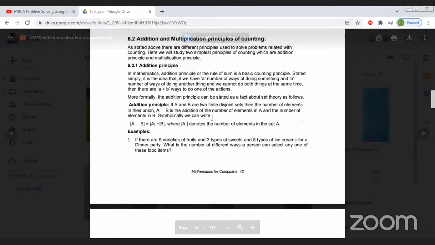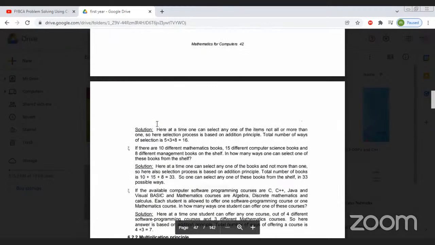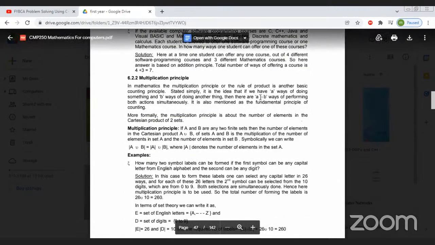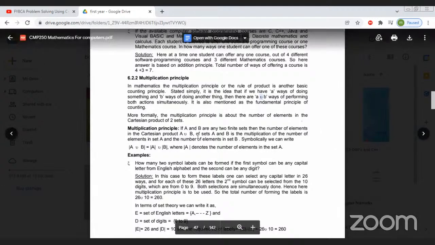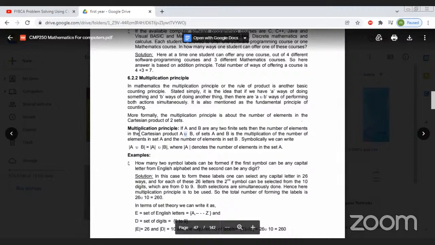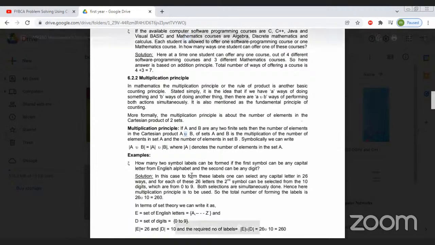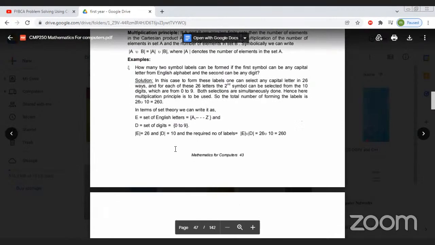Now, when union comes, at that time you use 'or', that is the plus sign. And here they have used multiplication: if there are two finite sets, the number of elements in the Cartesian product. Now see the difference. Here they have used Cartesian products. Cartesian means the cross sign. If you remember, the cross sign was there in vectors. It was not a normal multiplication for us. When we solve the examples, you will understand it.